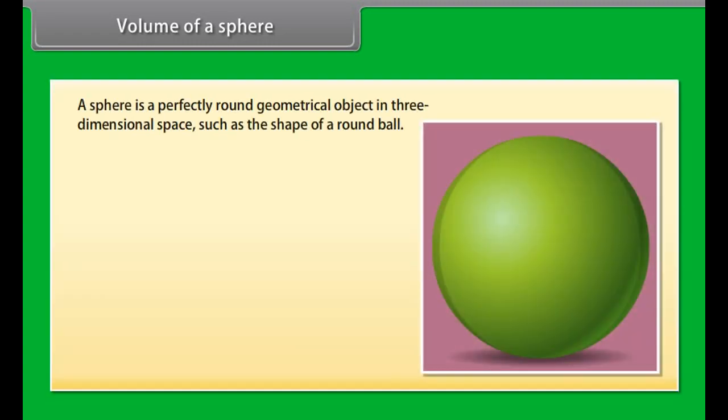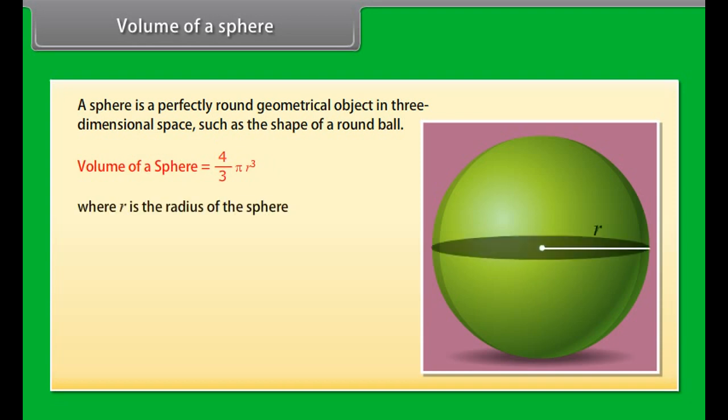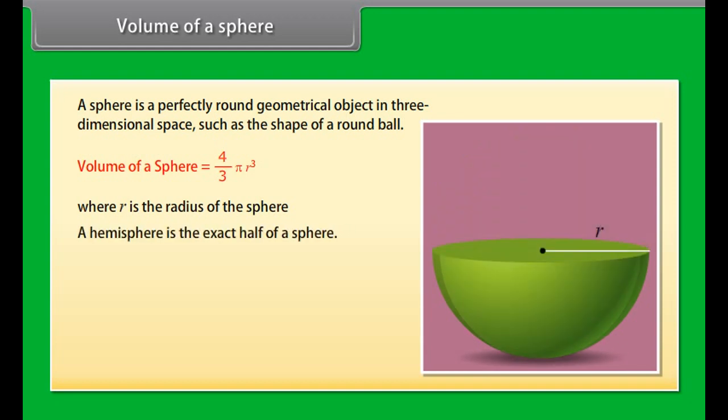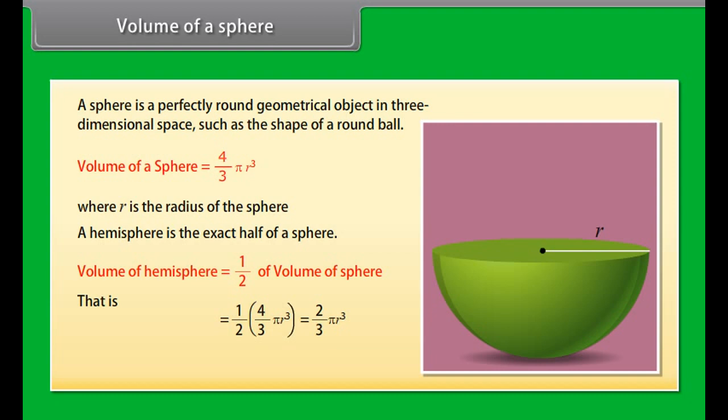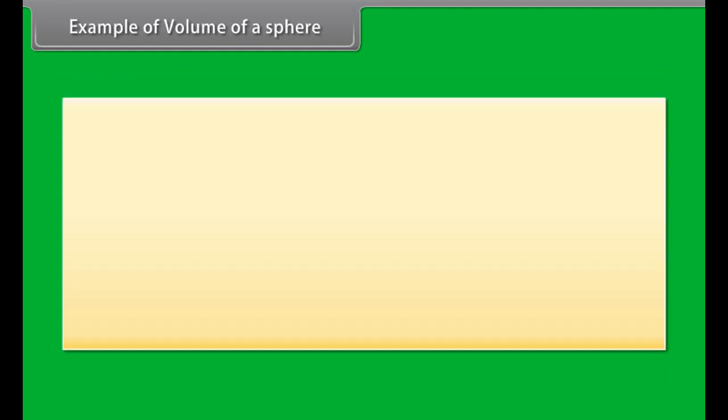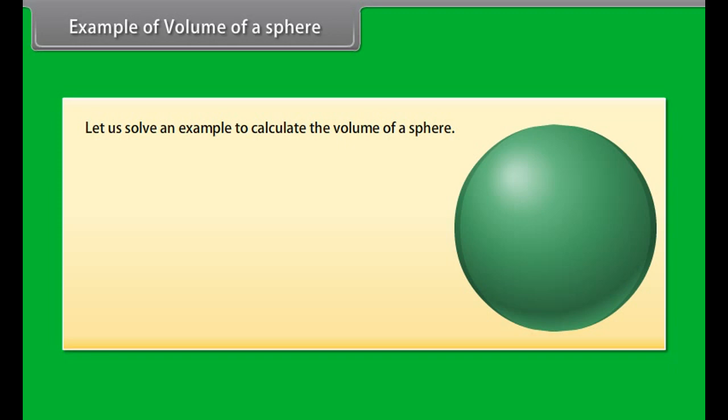Examples of volume of a right circular cone. Let us now solve an example. Find the volume of a cone whose base radius is 2.1 cm and height is 6 cm, using pi as 22 upon 7. Solution. We know that the volume of the cone is 1 upon 3 pi r² h. Therefore, V equals 1 upon 3 times 22 upon 7 times 2.1² times 6, which is equal to 27.72 cm³.